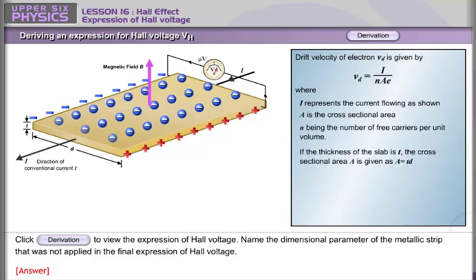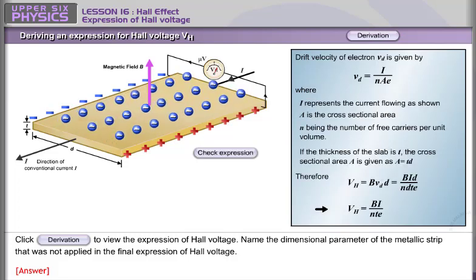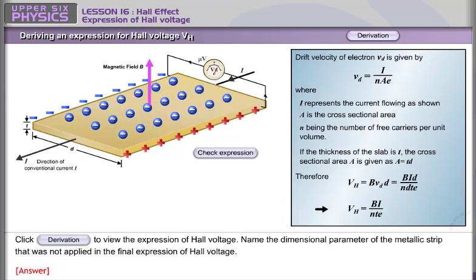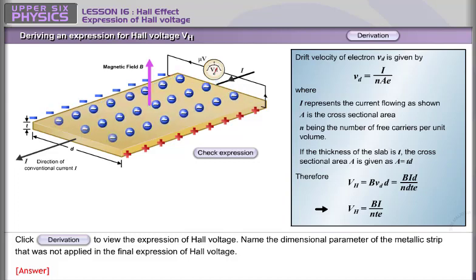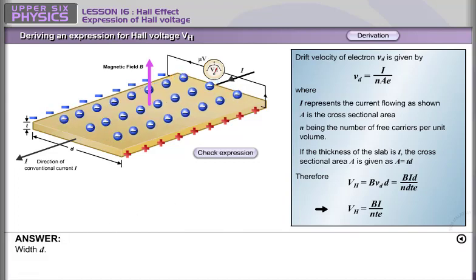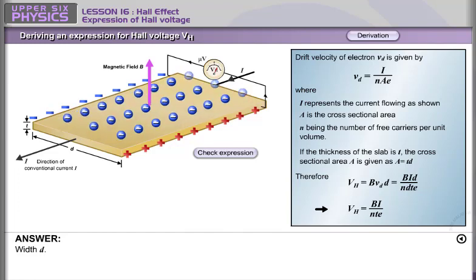Name the dimensional parameter of the metallic strip that was not applied in the final expression of Hall voltage. Answer: width d.